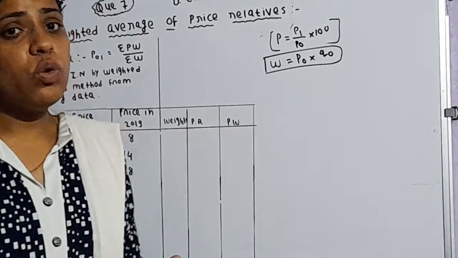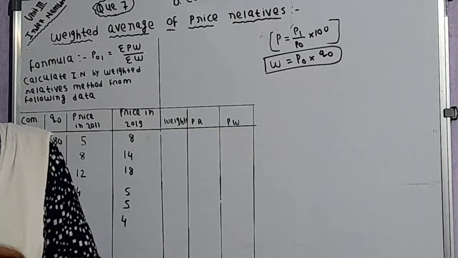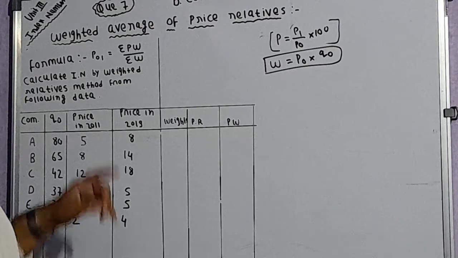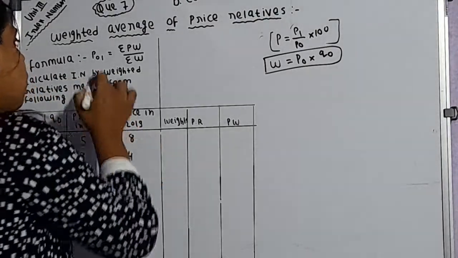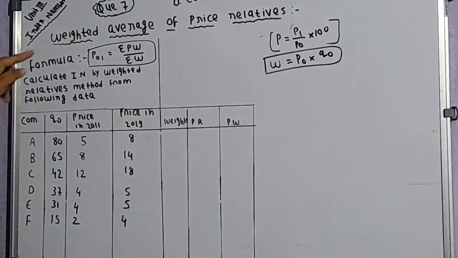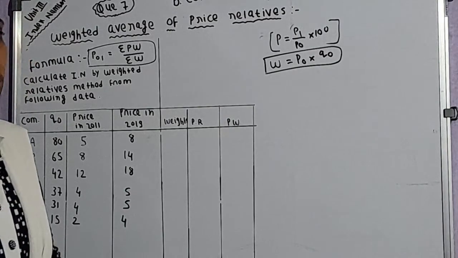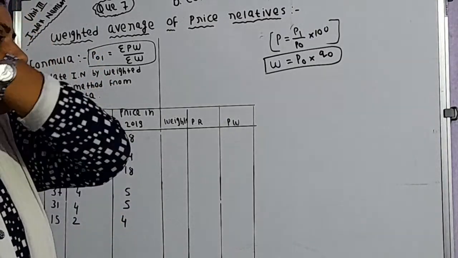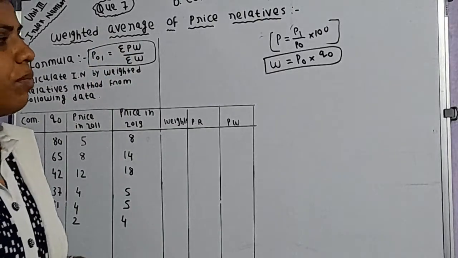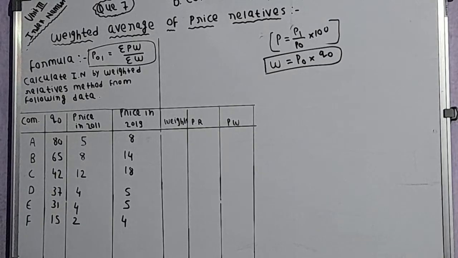After that, we have to apply a formula for calculating the index number by using weighted average of price relative. What is that formula? P01 is equal to summation PW upon summation W. P01 means index number. Summation PW means summation of product of price relatives and weight. And summation W means summation of weight. So by using this formula, we compute the index number under the weighted average of price relative method.